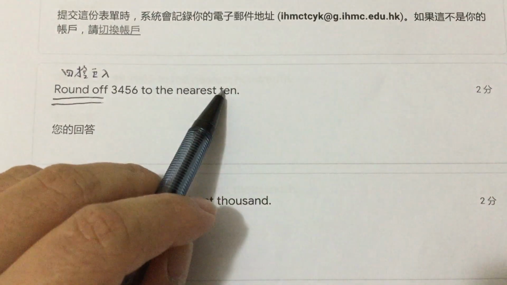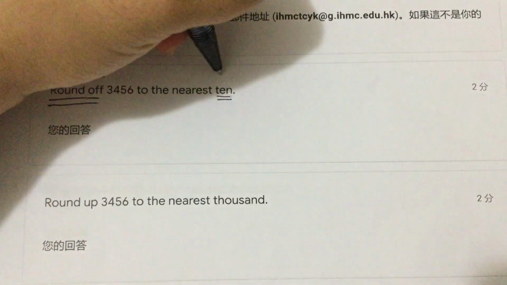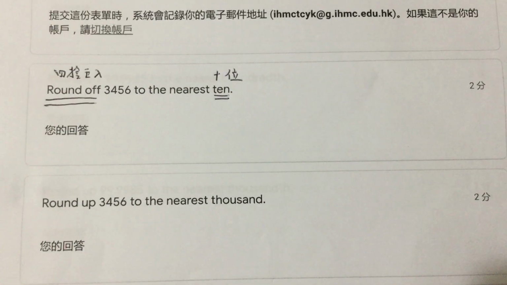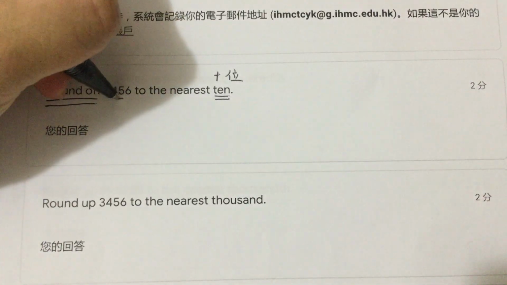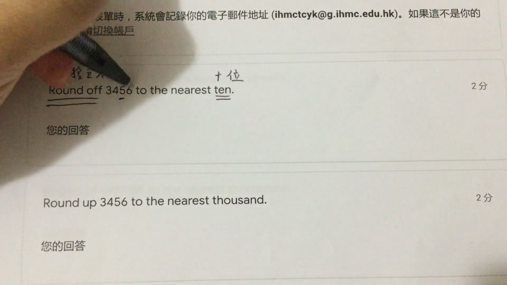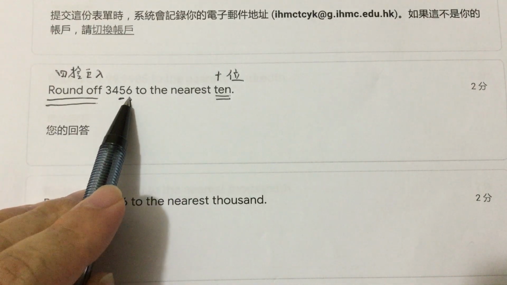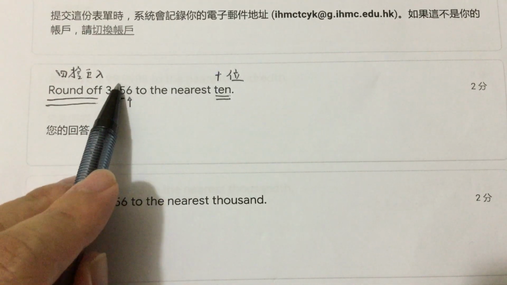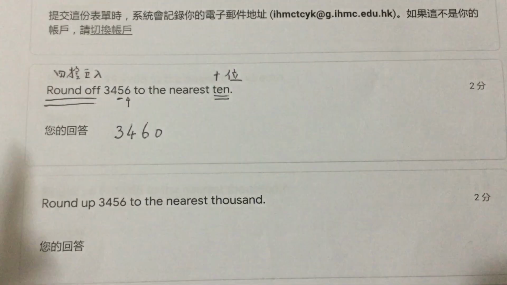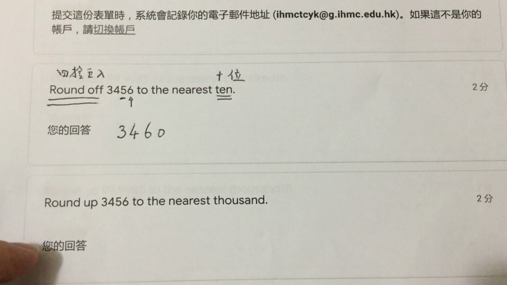Okay, now let's look at the digit. What we are going to use is the nearest 10. 10 means the 10 digit, which in Chinese is called 十位. So how can we do this question? It's easy: we look at the 10 digit. Here it is 5. So we look at the unit digit, the digit after the 10 digit, which is 6. This one is greater than 4, so we add 1 to the 10 digit. So the answer is 3,460. Okay, this is the answer of the first question.